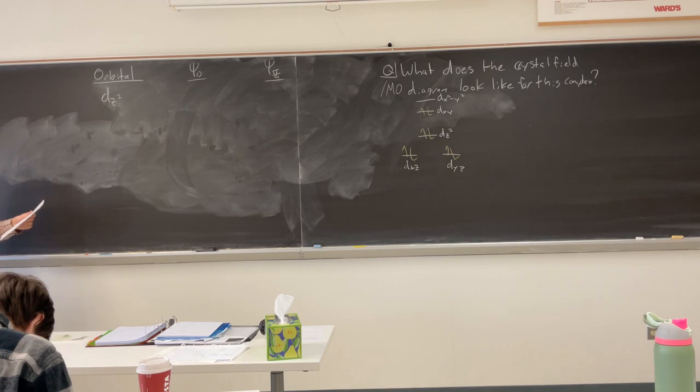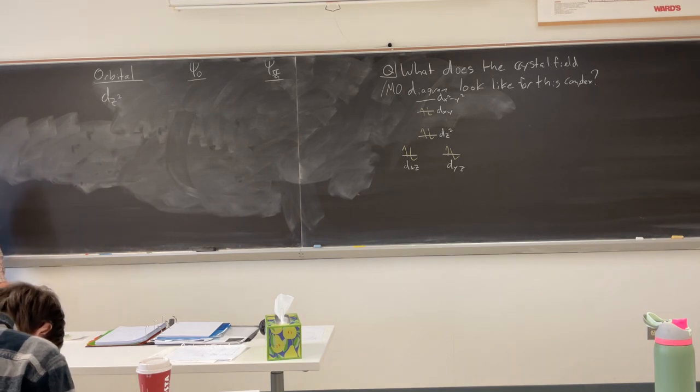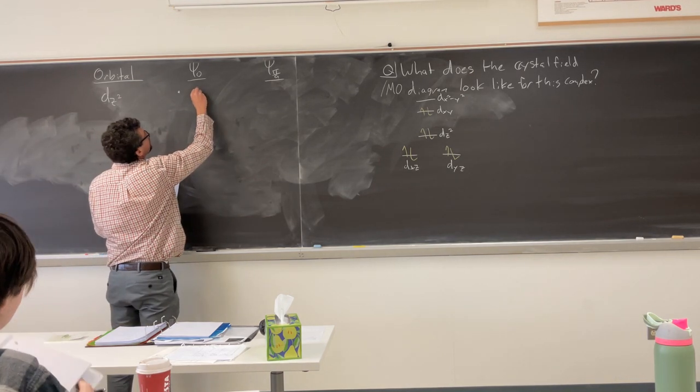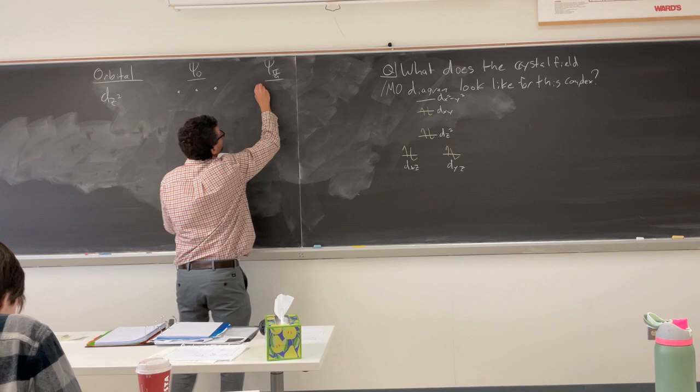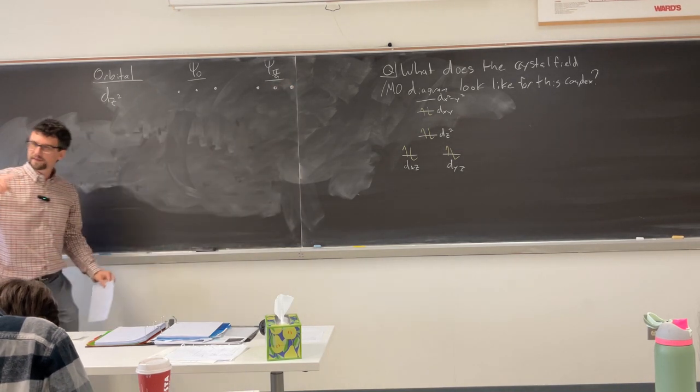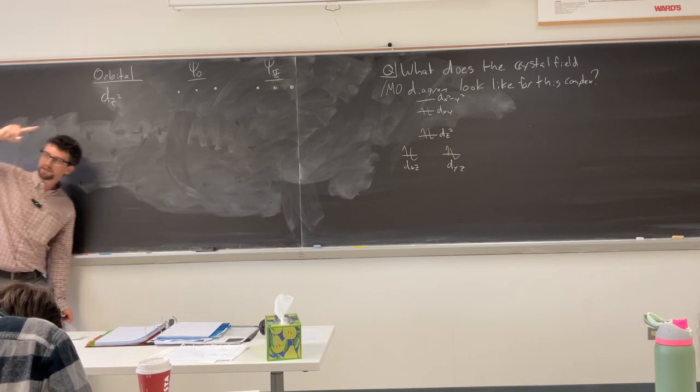Let's consider the dz squared orbital first. Okay, now these are the centers of our platinum. And remember, we said the z direction is propagating this way.